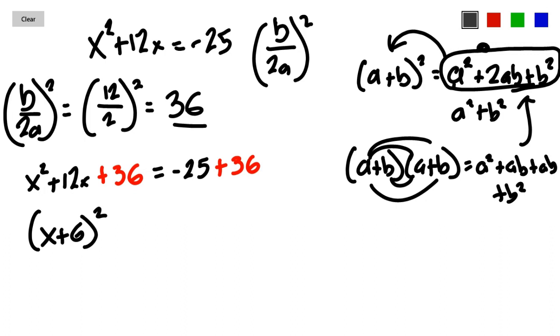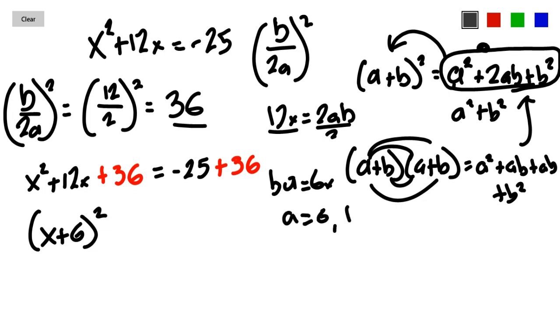Because if I set 12x equal to 2ab, divide both sides by 2, and I get ab is equal to 6x. So I know that a is equal to 6 and b is equal to x, or vice versa, whichever way you want to do it. Doesn't matter. And then on the other side of the equation, I just have 36 minus 25, which is going to give me 11. So check it out. This is the method of completing the square.